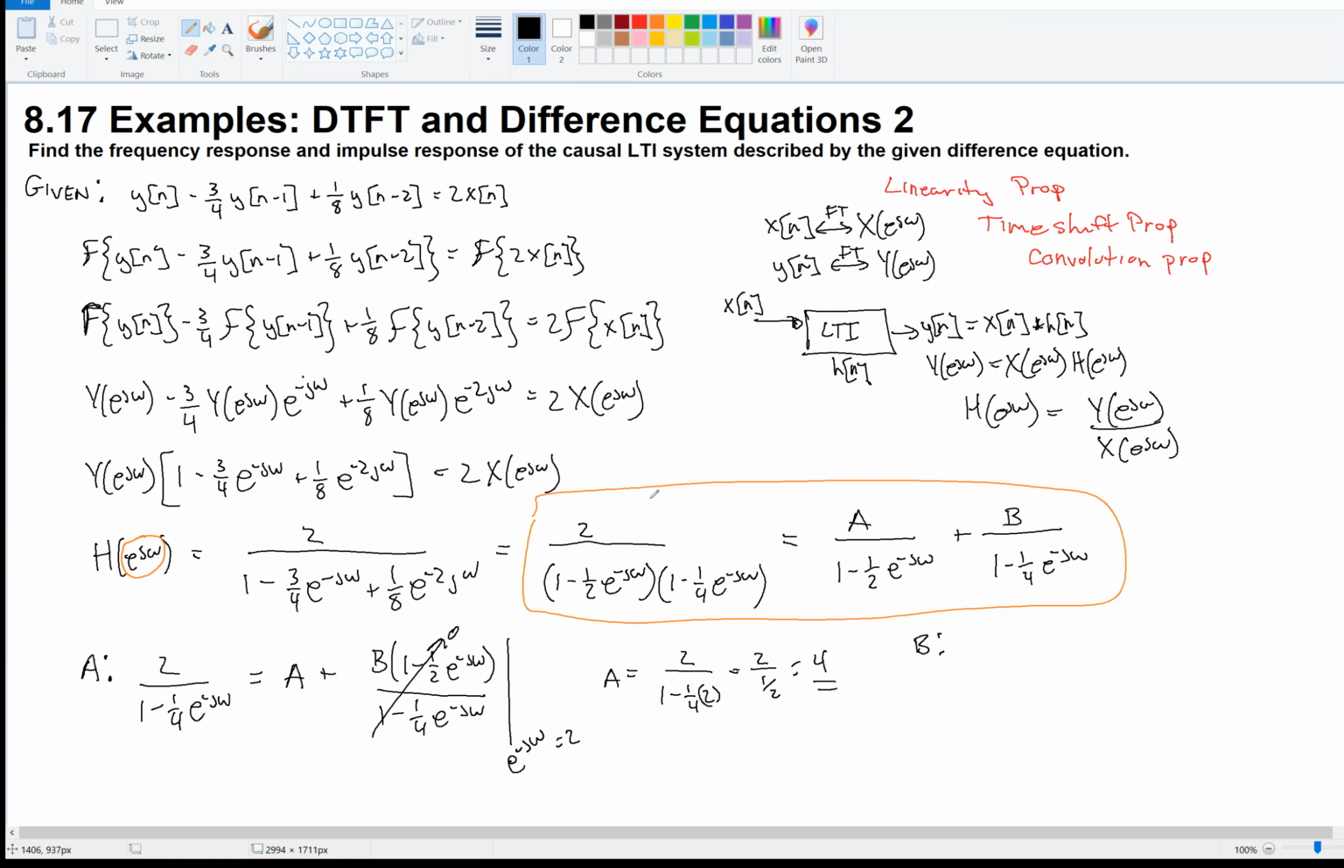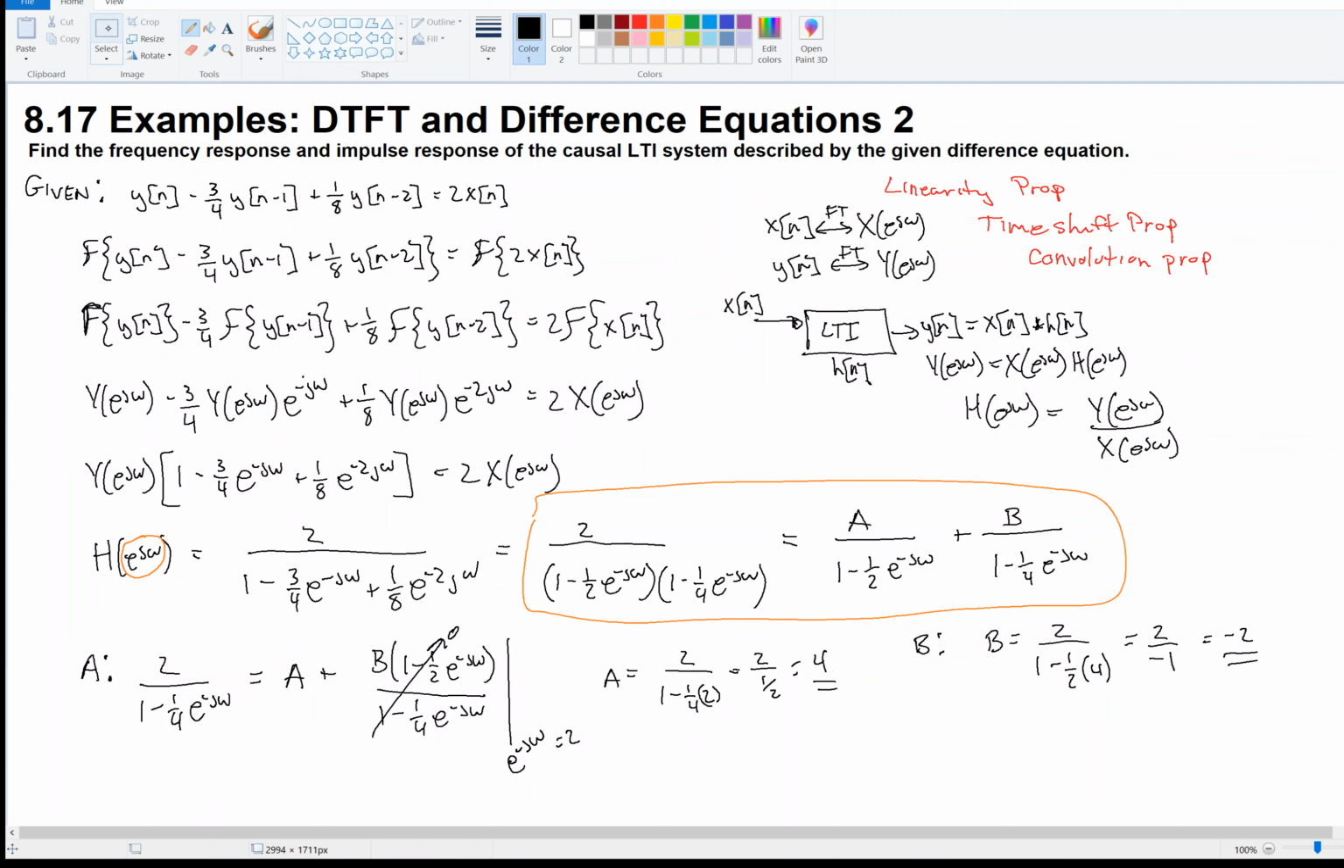So imagine multiplying the full equation by b's denominator, so that you'll have a term that cancels, and then plugging in e to the minus j omega equals 4, because then you'll have 1 minus 1 is 0. That's what makes b's denominator equal to 0. So what I get is then b is equal to 2 over 1 minus 1/2 times 4, right? So this is 2 over negative 1, because 1/2 of 4 is 2, 1 minus 2, and so this turns out to be negative 2. So that wasn't bad, right?